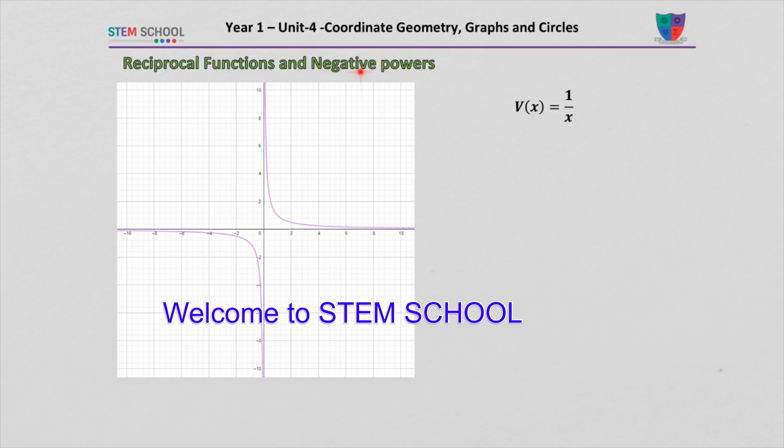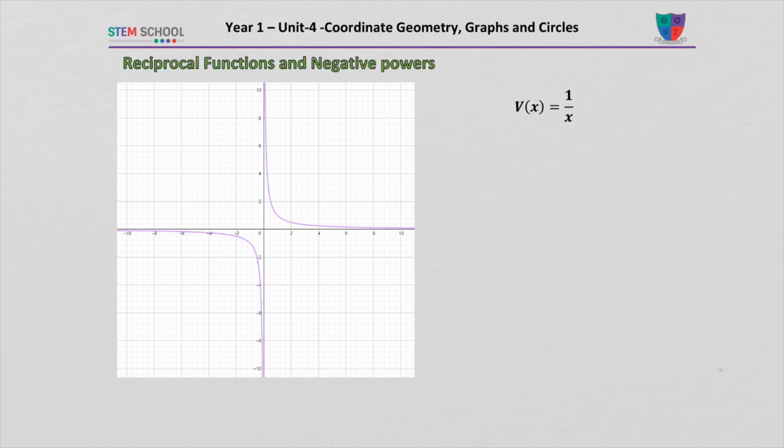Reciprocal functions and negative power. We need to sketch this curve. So first thing we need to do is label the axis y and x. So I'm going to show you how we get this curve. First thing is we need to write that as plus 0. Or in fact we could write it as y equals x to the power minus 1 plus 0.